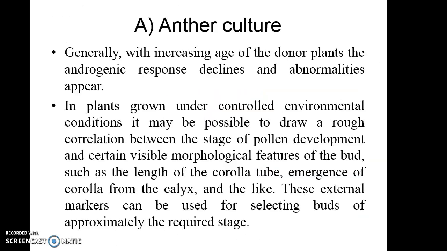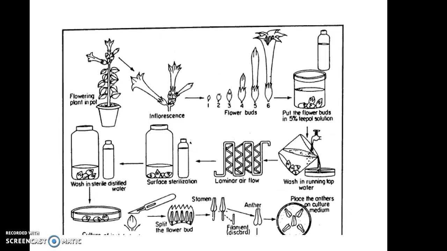So now we will see the technique for anther culture and for pollen culture. First we will see anther culture. You can see in this image a flowering plant having buds. Go for the flower buds which are unopened. Then follow the surface sterilization method: wash these flower buds with 5% teepol, which is a surface sterilant.